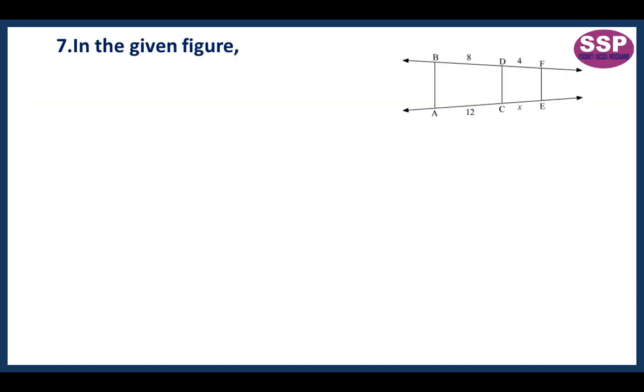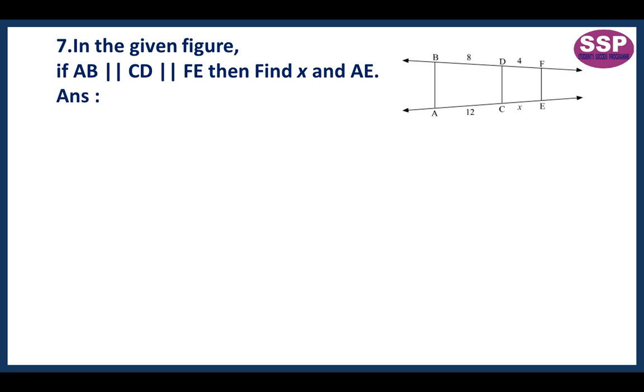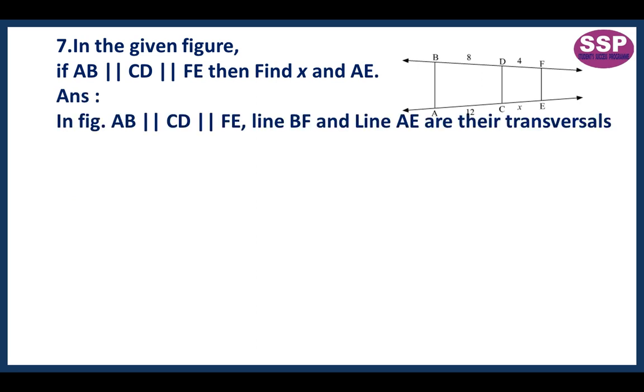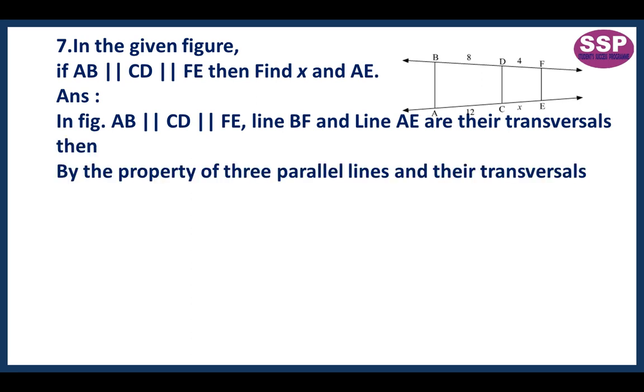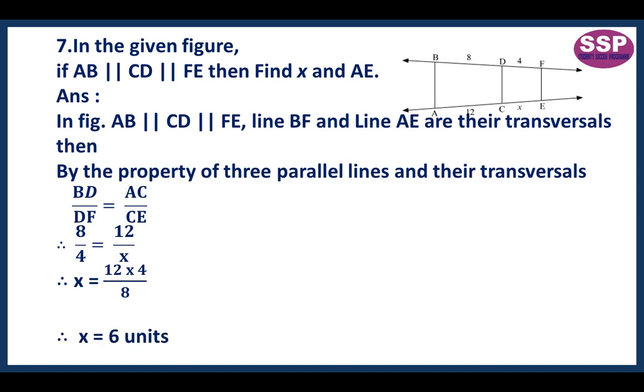On simplification, we get QP is equal to 22.4 units. Next problem. In the given figure, if AB is parallel to CD, parallel to EF, then find X and AE. Solution. In the figure, AB is parallel to CD, parallel to EF. Line BF and line AE are their transversals. Then, by the property of three parallel lines and their transversals, BD upon DF is equal to AC upon CE. Putting the values, we get 8 upon 4 is equal to 12 upon X. On cross multiplication, we get X equal to 12 into 4 upon 8. On simplification, X equal to 6 units.